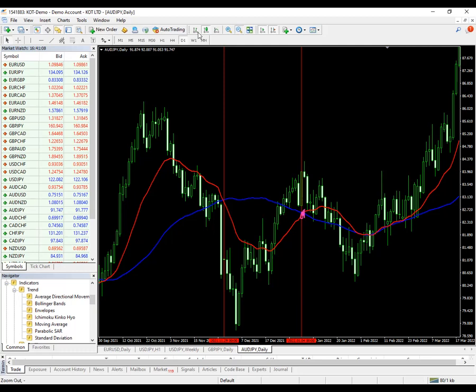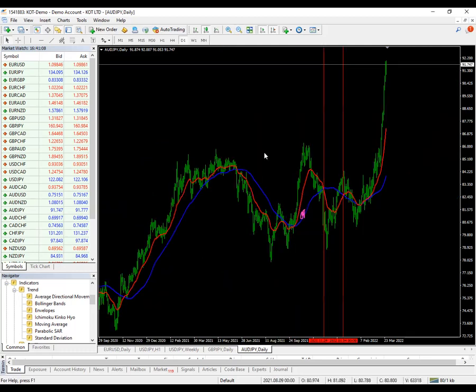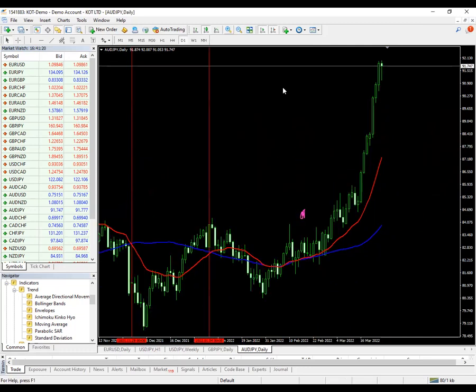But don't forget that it is during the ranging stage. Look at the range of the market. It's in the ranging phase. So we are still telling you that when the market is ranging or consolidating, you may not get the best entries with these moving averages.